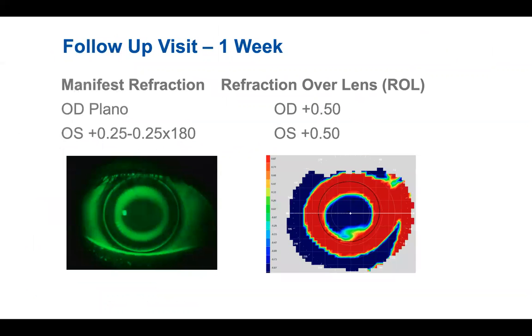So we have her come back in 1 week, and now her right eye is plano and her left eye is about +0.25. This is very acceptable in terms of the vision we are trying to achieve for 20/20 vision. Her refraction over the lens, once again, is a +0.50.